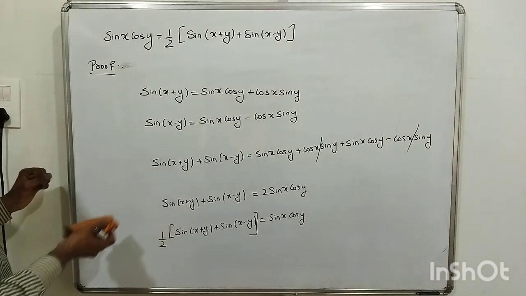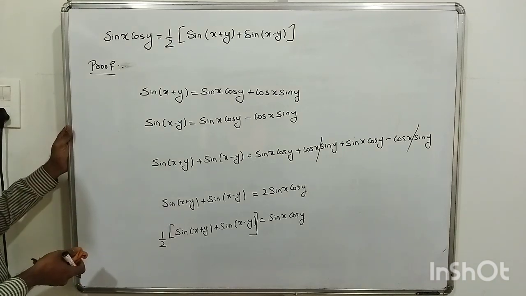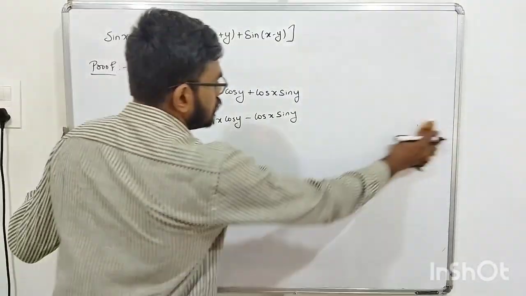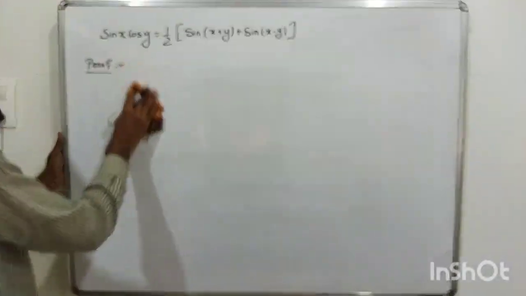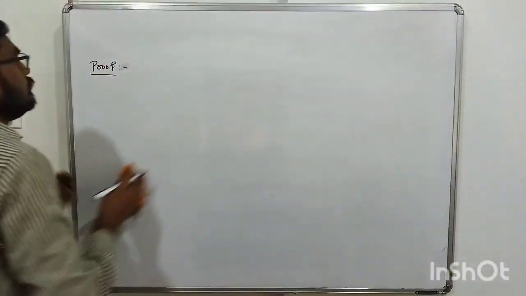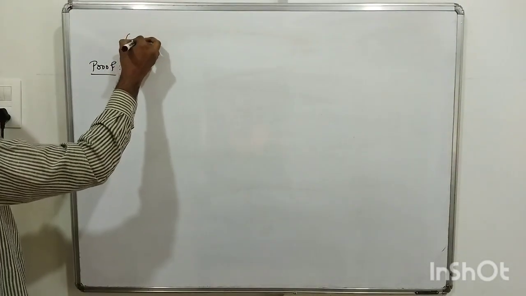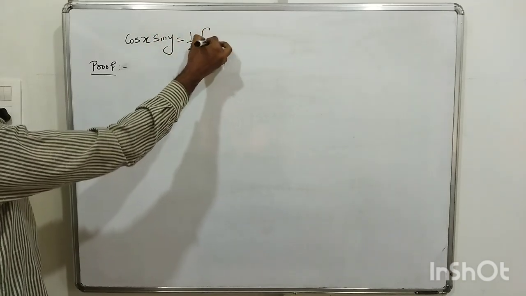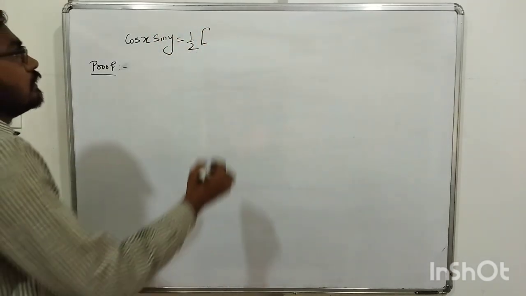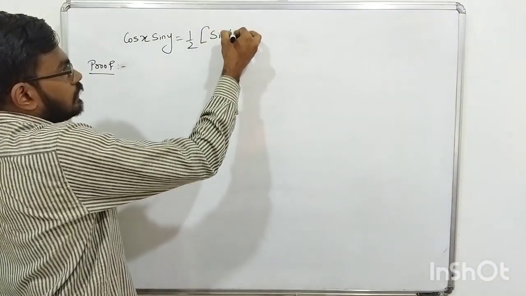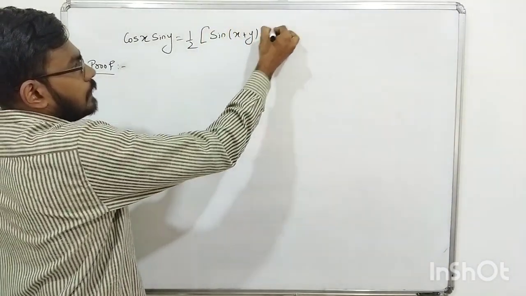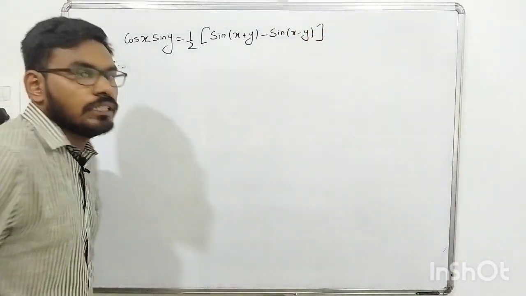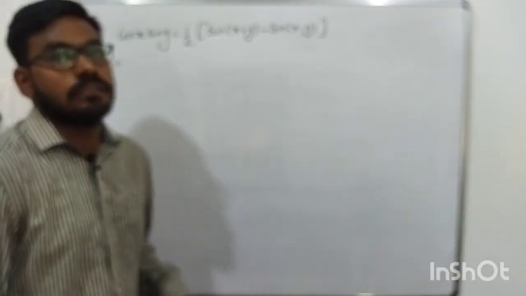Similarly, if we have cos x sin y, what will we get? Cos x sin y is half of sin(x plus y) minus sin(x minus y). Okay, half of sin(x plus y) minus sin(x minus y).